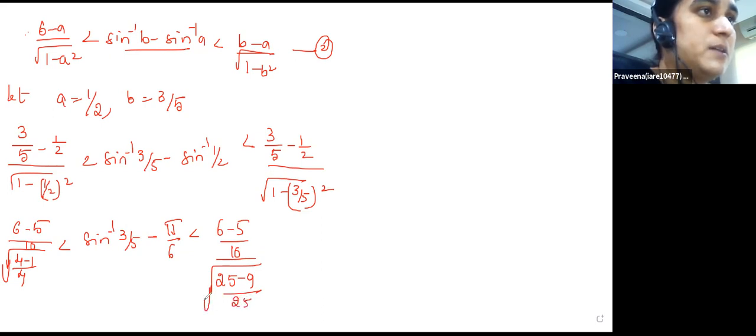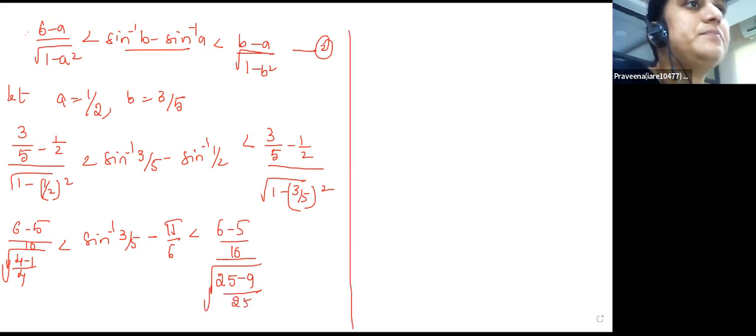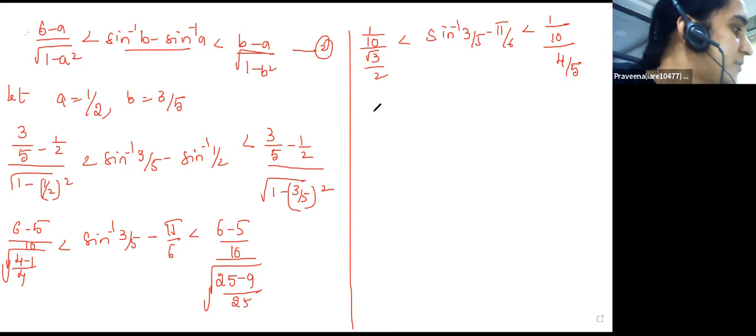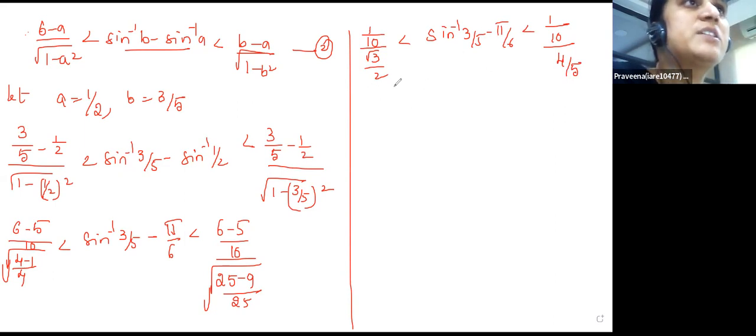Okay, from that, 1 by 10 divided by root 3 by 2, less than sin inverse 3 by 5 minus pi by 6, less than 1 by 10 divided by root under root 16 by 25. That means 4 by 5. From that, I'll take minus pi by 6 here.